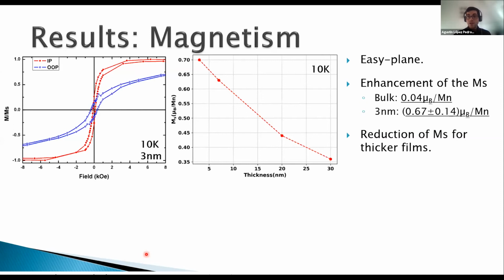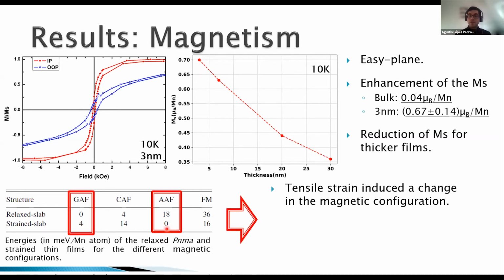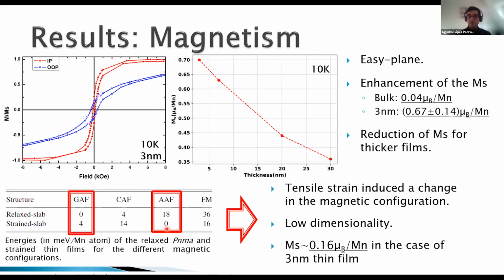So from this result, as expected, we observed that the most stable magnetic configuration in the case of the relaxed system is the G-type, as I mentioned before from the bibliography. But if we analyze the strained film, we observe that the most stable magnetic configuration is the E-type antiferromagnet. The E-type antiferromagnet is different from the G-type. In the E-type, we have a ferromagnetic coupling in the plane and antiferromagnetic coupling between planes. So the tensile strain can induce a change in the magnetic configuration, and if we take into account the low dimensionality of the sample, this could give rise to a net saturation magnetization of around 0.16 Bohr magnetons per manganese ion in the case of the 3 nanometer film.